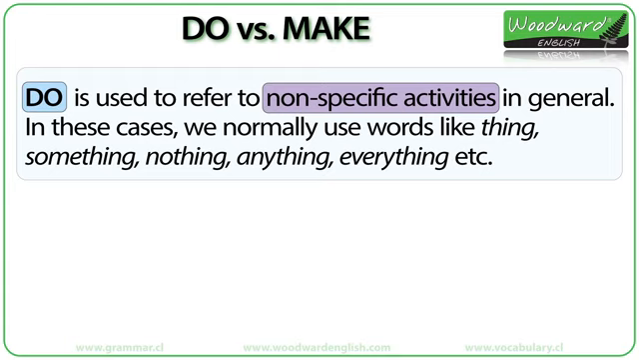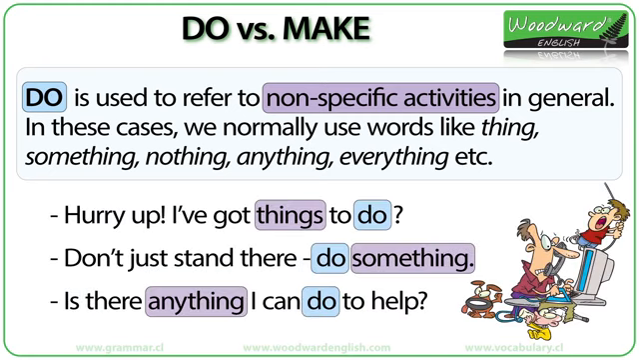Do is used when we refer to non-specific activities, which means activities in general without being specific. In these cases, we normally use words like thing, something, nothing, anything, everything, etc. For example, hurry up, I've got things to do. Here, I don't specify the activity I have to do later.